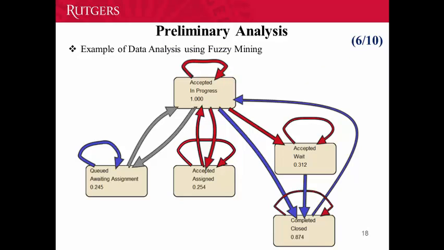And this is an example where we analyze the data and use the fuzzy miner. Fuzzy miner is one of the most widely used process mining techniques that can be used to understand the overall process of the data set. We can see in this graph that most of the cases start with accepted in progress, as we discussed earlier, and then they end with completed close. And the arrows here show the processes. The red arrow occurs most often, followed by the blue one, and then the green one.